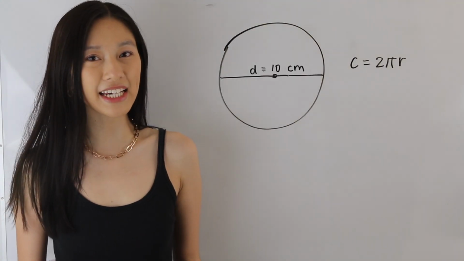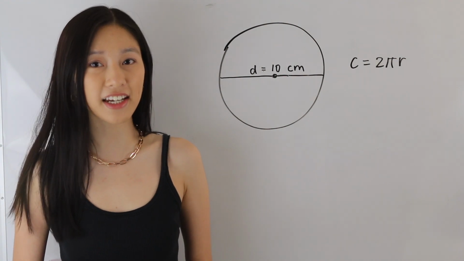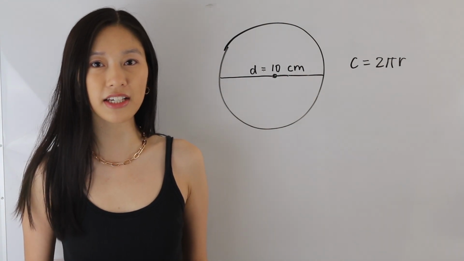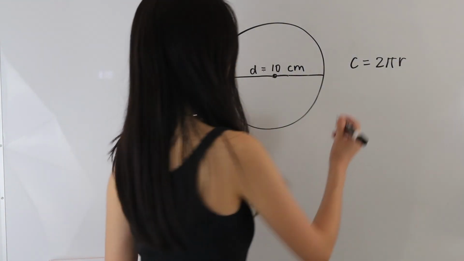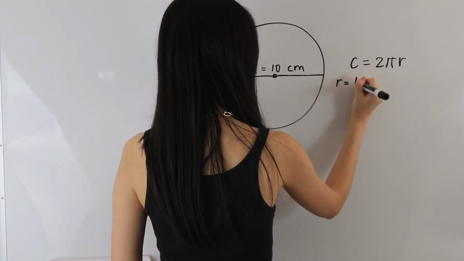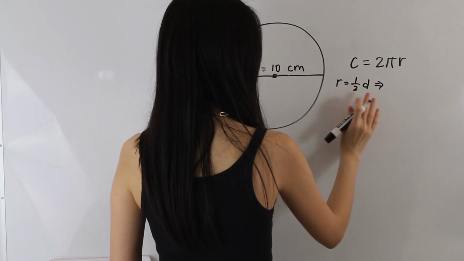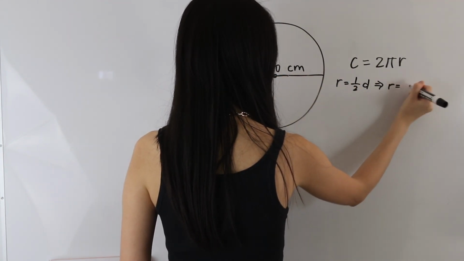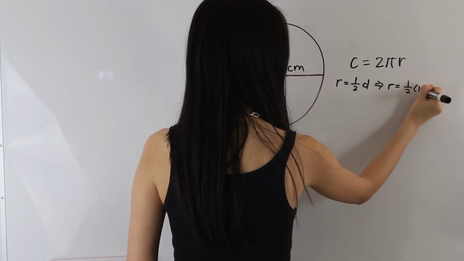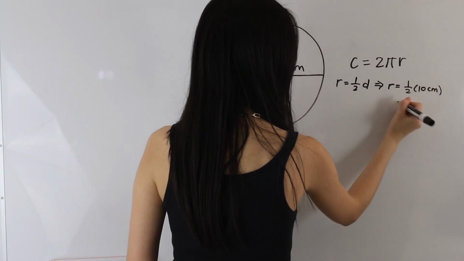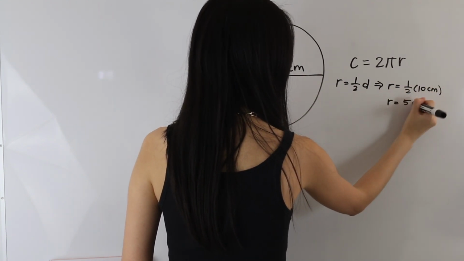In this next example here, we have a circle with a diameter of 10 centimeters. So the first thing that we'll need to do is solve for a radius. Recall the formula, the radius is equal to 1/2 the diameter. Plugging in our diameter into this formula, we get the radius is equal to 1/2 times 10 centimeters, which is just equal to 5 centimeters.